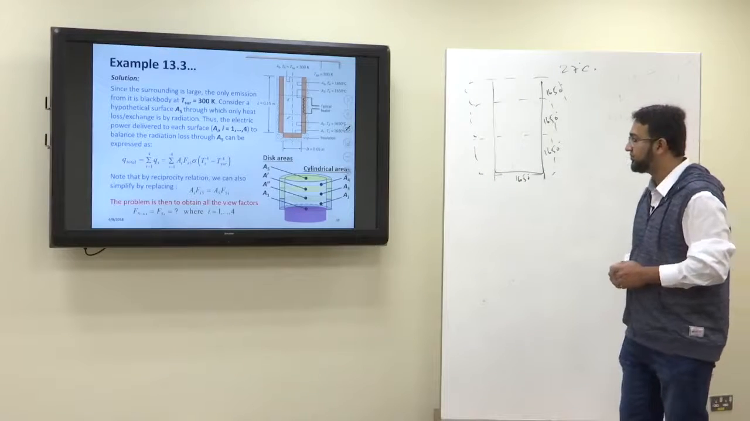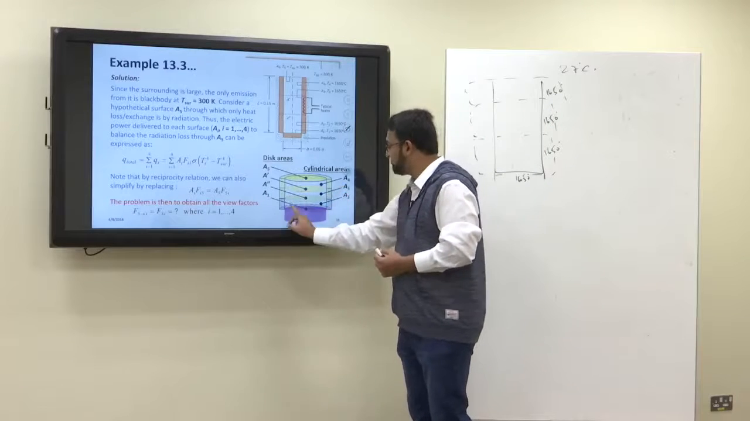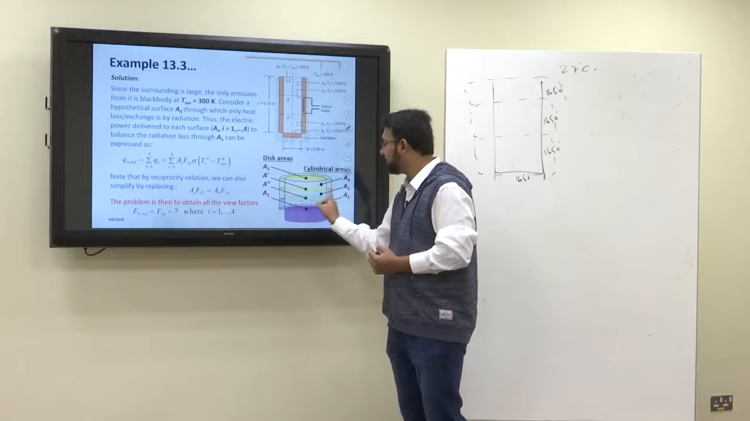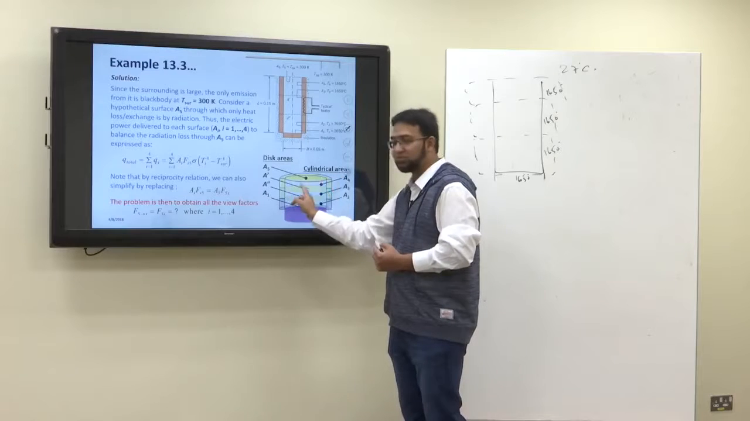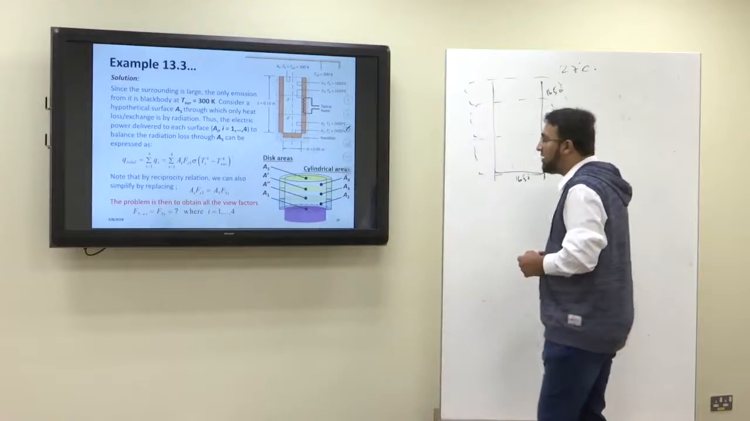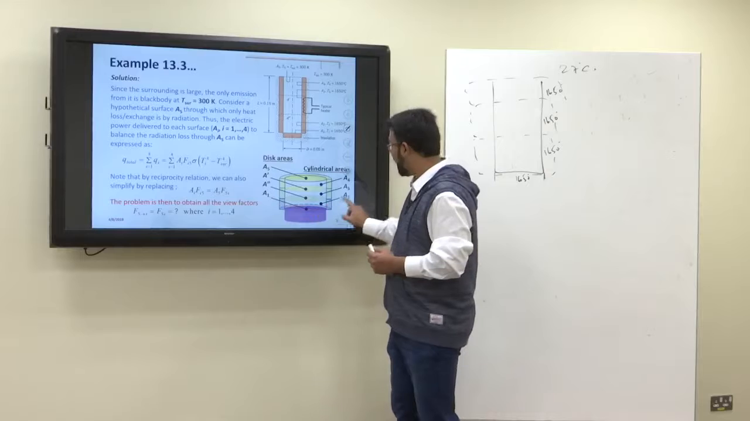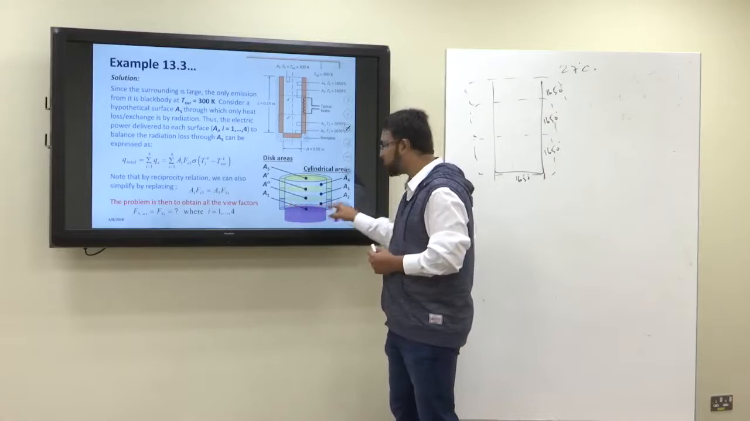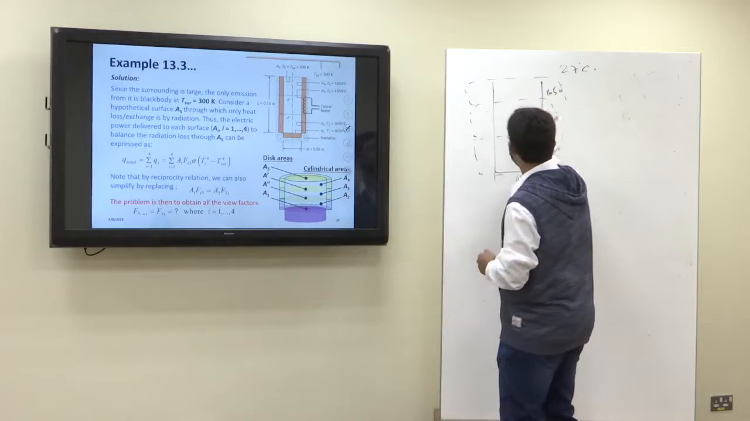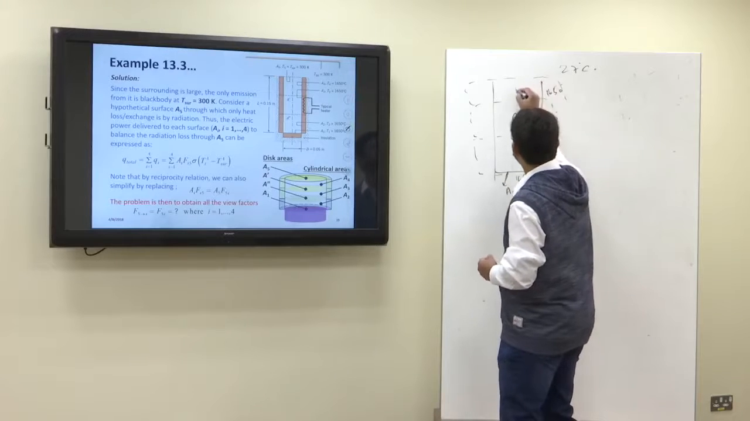Now this is the case. We have the bottom, then we have one cylinder surface, then the bottom section, then the middle section, then the top section. And consider an imaginary top surface. We number the surfaces: A1 as the bottom surface, A2 as the bottom section of the cylinder, A3 as the middle section of the cylinder. So this section is A3, this is A2, this surface is A1, and this section is A4.